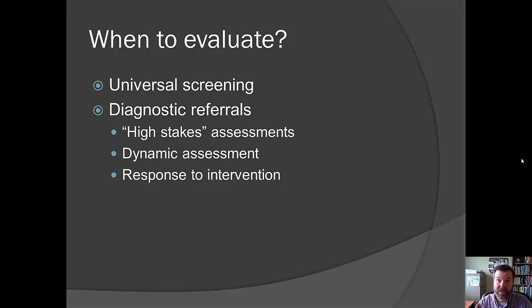Because what you're really doing is very high stakes. You're doing a single assessment, and it's high stakes. You either have a disorder or you don't have a disorder. And it's what we most commonly do.